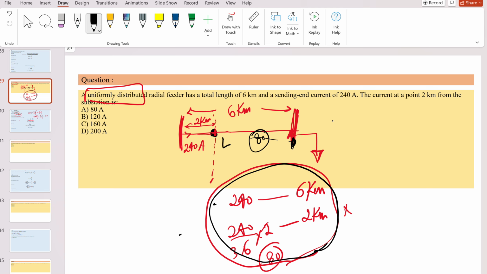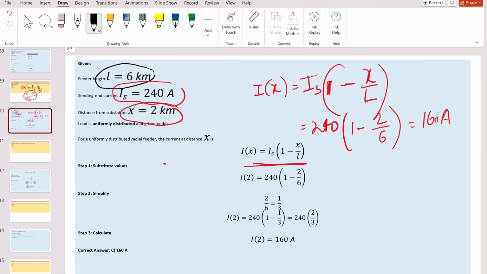So that's why when you subtract 240 minus 80, it will come out to be 160. That's why in the solution, when you see, it is 1 minus x by l, not multiplied by x by l, when you're seeing from the substitution side.